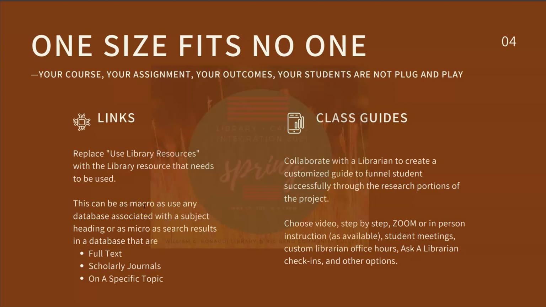This could be as macro as a database associated with a subject heading, like just use the General Science Ebsco database for this, or Opposing Viewpoints. And instead of saying use library resources, use Opposing Viewpoints and link to that. It could be as small as linking to an individual thing you want a student to read or share, or a search result, or a scholarly journal. So you can set all these things up in Ebsco and Proquest. I'm going to demonstrate Proquest.